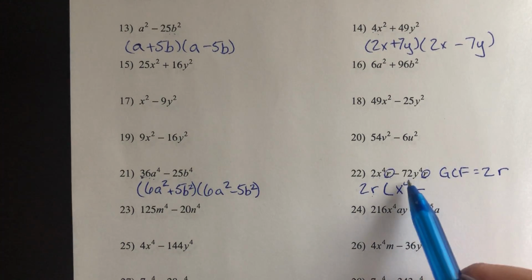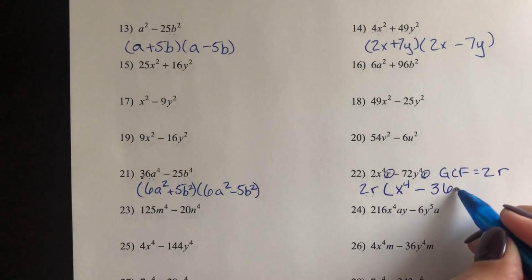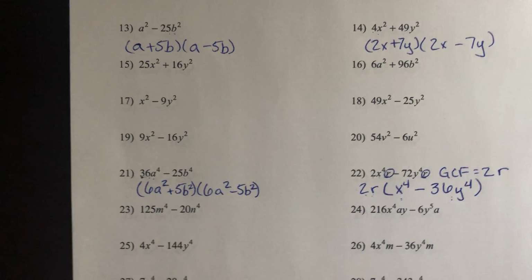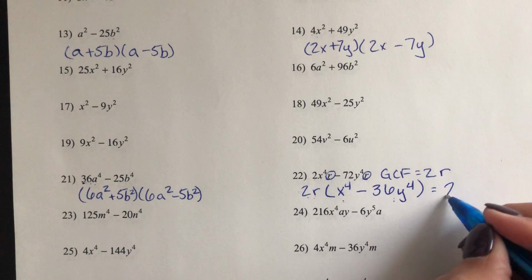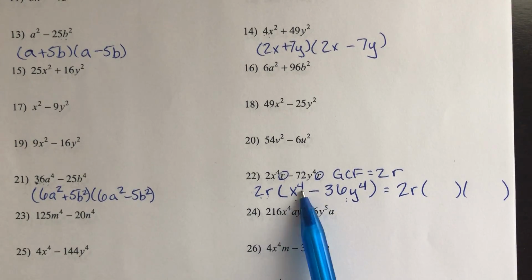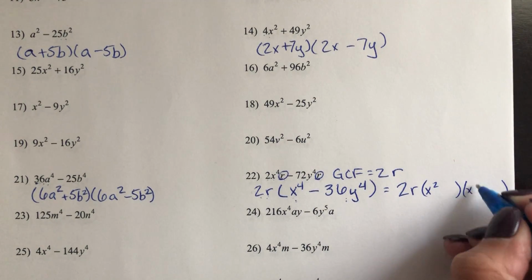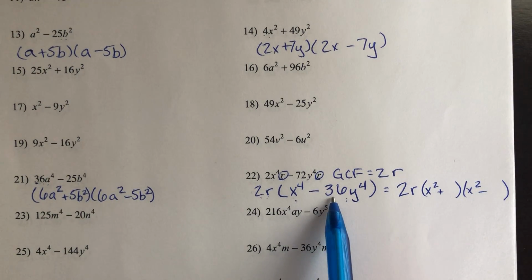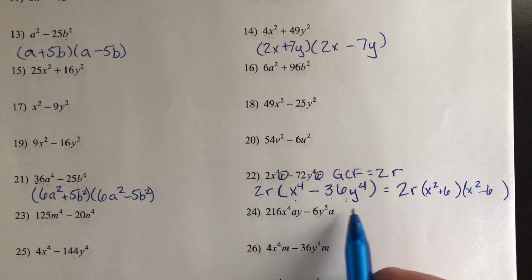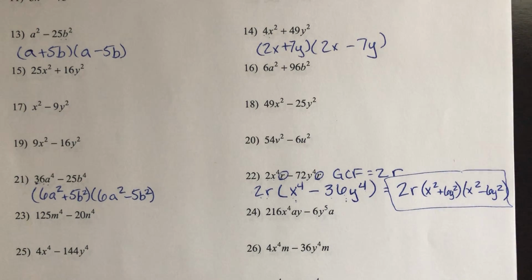All right, minus 72 divided by 2 is 36. That r came out, so we're left with 36y to the 4th. All right, now this is still a difference of squares, so I can keep going here. So I'm going to bring over that 2r, and then I'm going to write out my 2 parentheses there. Then I'm going to take the square root of x to the 4th, which is x squared, signs plus and minus, and then the square root of 36y to the 4th: square root of 36 is 6, and then the square root of y to the 4th is y squared. And then this is your final answer there.